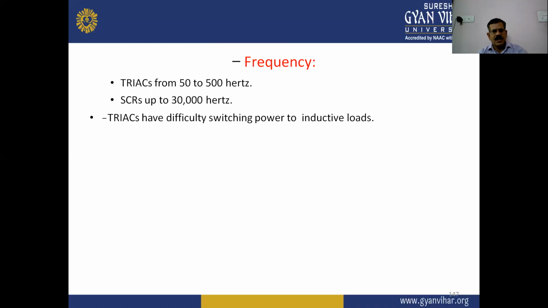And what is the frequency range of these two devices? The operating frequency range for the TRIAC is 50 to 500 Hertz. The frequency range for the SCR is up to 30,000 Hertz, which is a very high frequency range for SCRs. TRIACs have difficulty switching power to inductive loads.